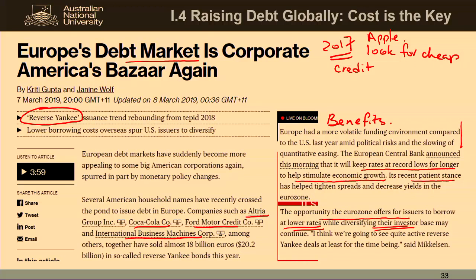Why was 2017 a really good market environment for American firms to issue in the European market? Cheap cost is definitely the key factor, but what was going on in the American economy and in the European economy that made the market really attractive back in 2017 and 2016?